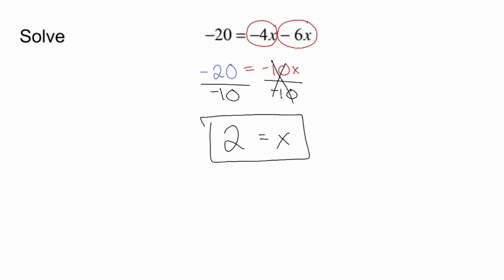But some teachers would rather you put the x on the left side and the 2 on the right side. If 2 is x, then x is 2. It's all the same thing, but the purple circle is just a whole lot better than the black box.